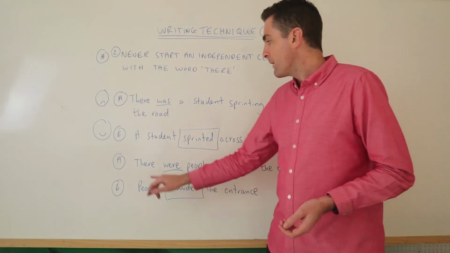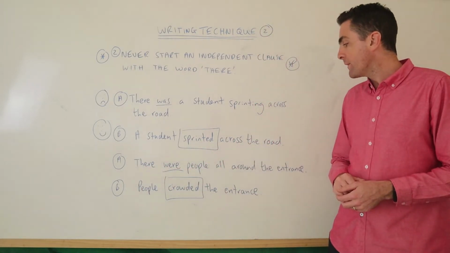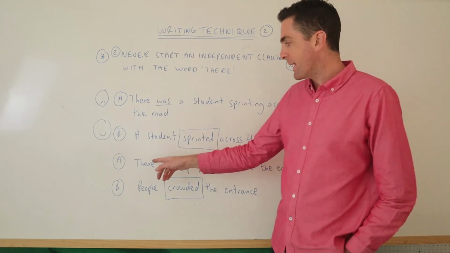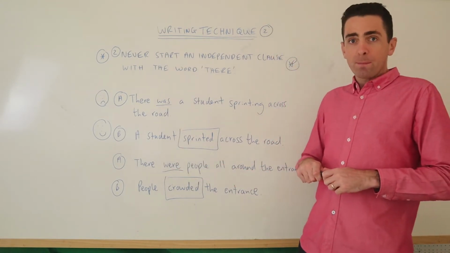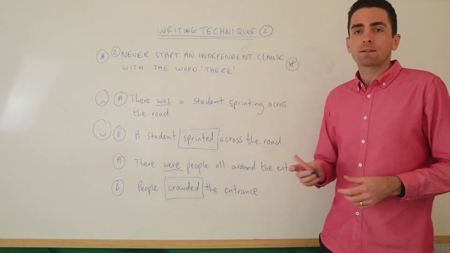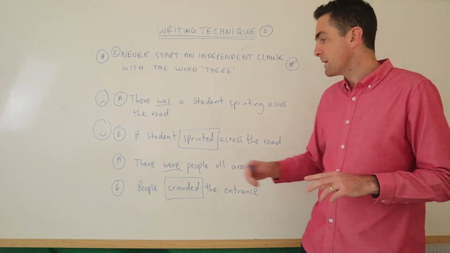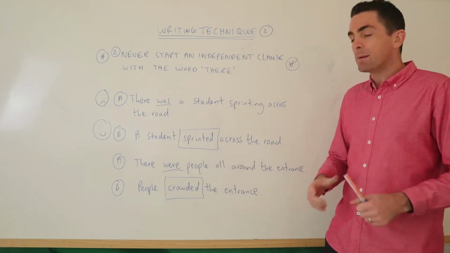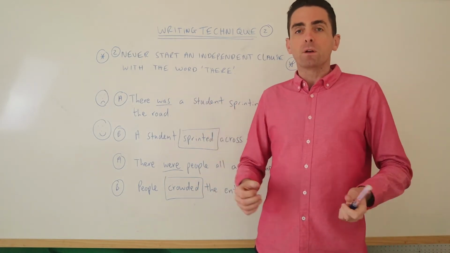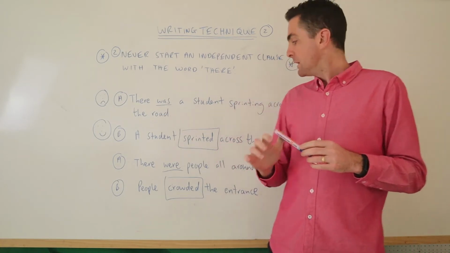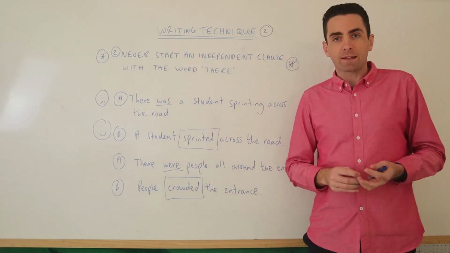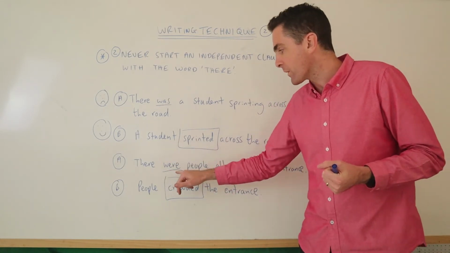And then here, there were people all around the entrance. Obviously, we have there again, and then were is the plural form. There were people, there's more than one. But again, we don't need to say this. We don't need to use this verb to be in the past tense. We say people crowded the entrance. So this conveys the meaning of a crowd, many people, a little bit of chaos, pushing, jostling. You get so much more bang for your buck out of a stronger verb like this, rather than using this weak verb form here.